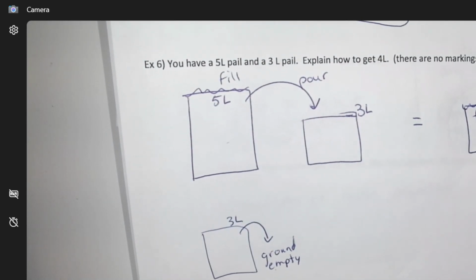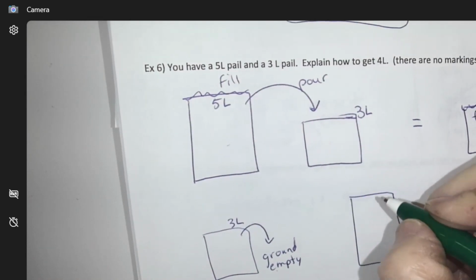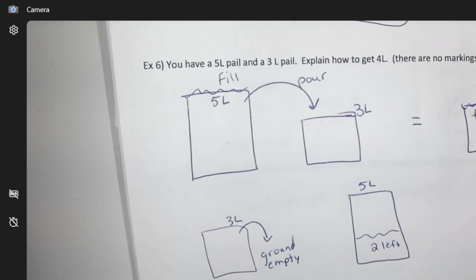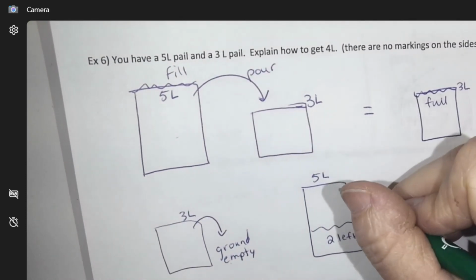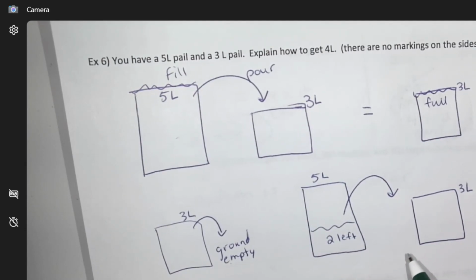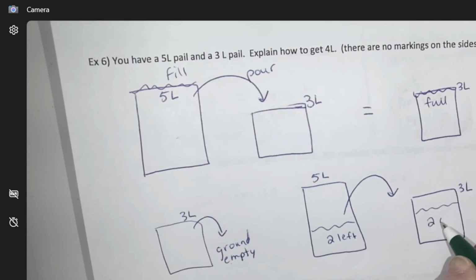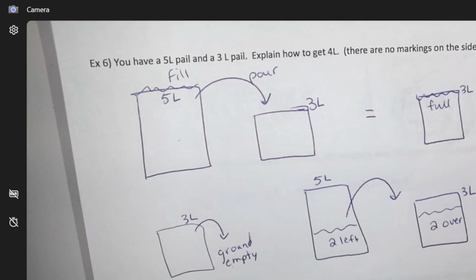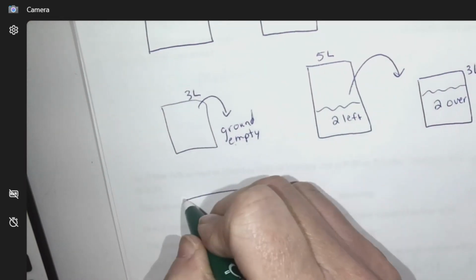Okay, I'm now going to empty my 3-liter bucket. I poured it onto the ground. Okay, what I'm going to do now is I'm going to take my 5-liter and I'm going to pour this into my 3-liter bucket. I'm going to move the 2 over. So now this is what my situation looks like. Okay, are we good with this now? See where we are? Okay, next maneuver.